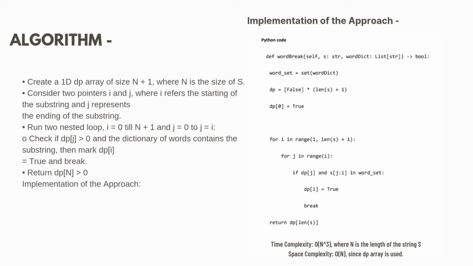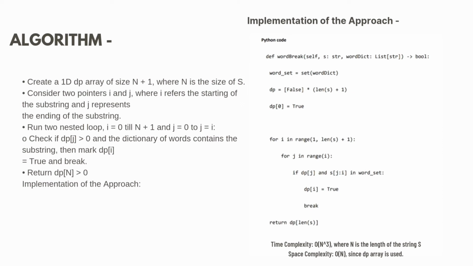Now we will have two loops here. The first loop will start from the 0th value, so i equal to 0 till n plus 1. Now we will create another loop within this loop with j equal to 0 to j equal to i. Now the conditions to be checked: the array name we will give is dp.